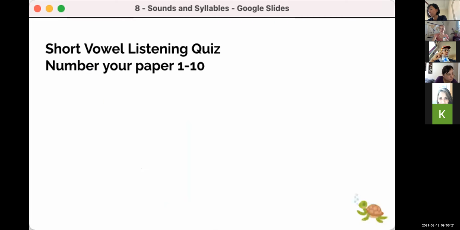Okay, go ahead and grab that piece of paper. Again, we're going to take another short vowels quiz. Number your paper 1 through 10. I'm going to read out 10 words with our short vowel sounds. We've been doing this practice quite a bit, and I think it's good listening practice. This is something you can also do on your own if you want to.